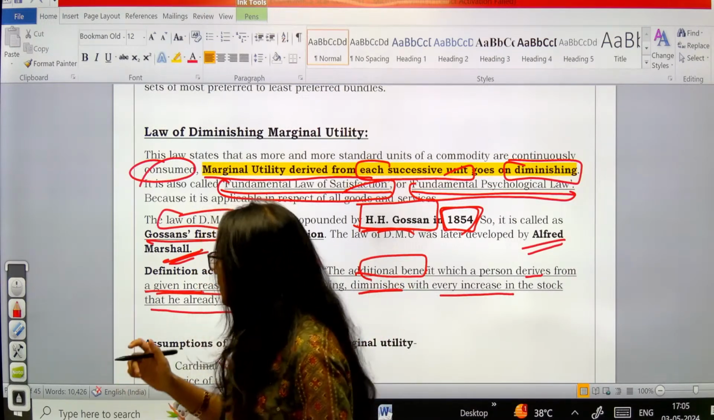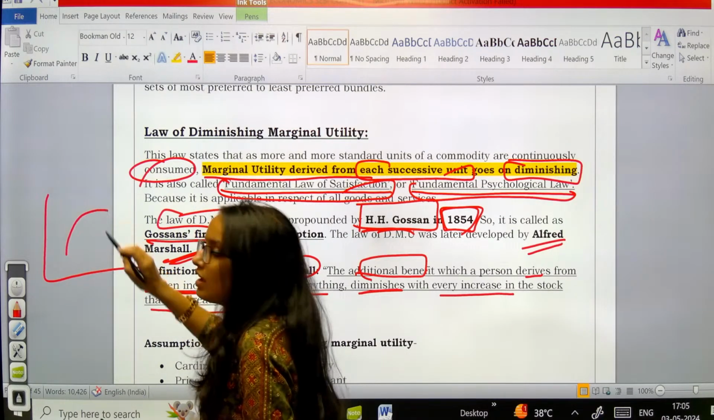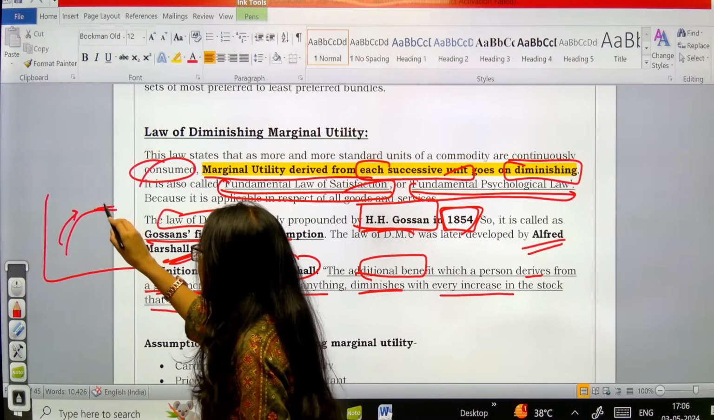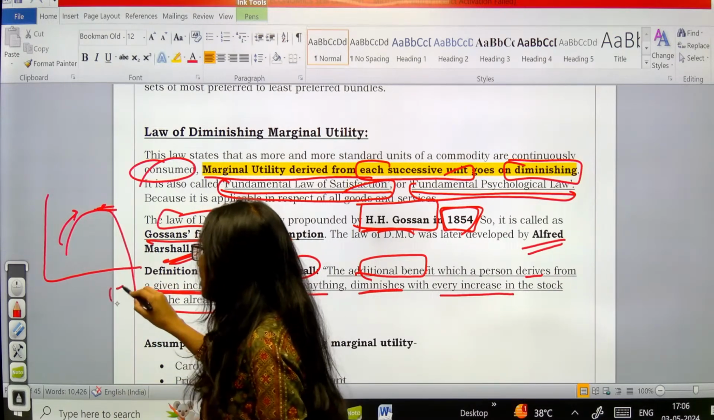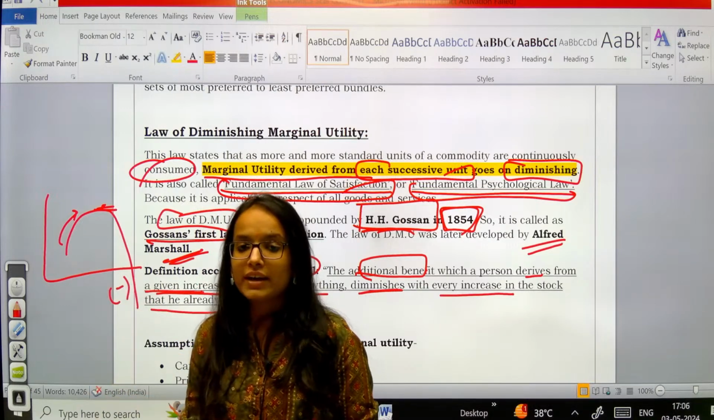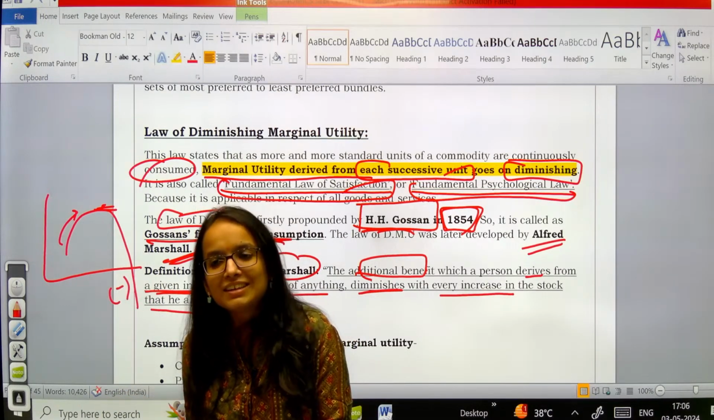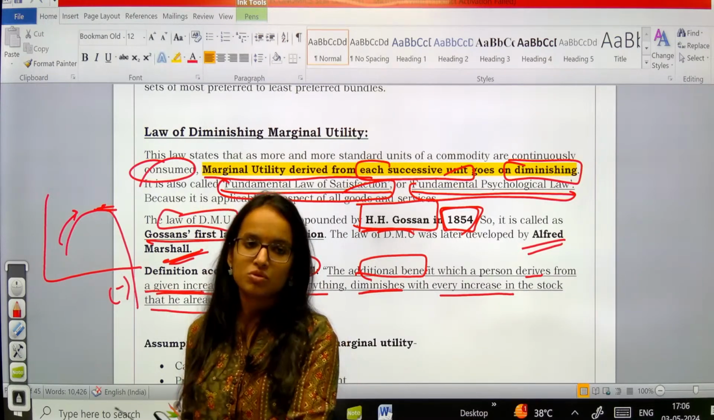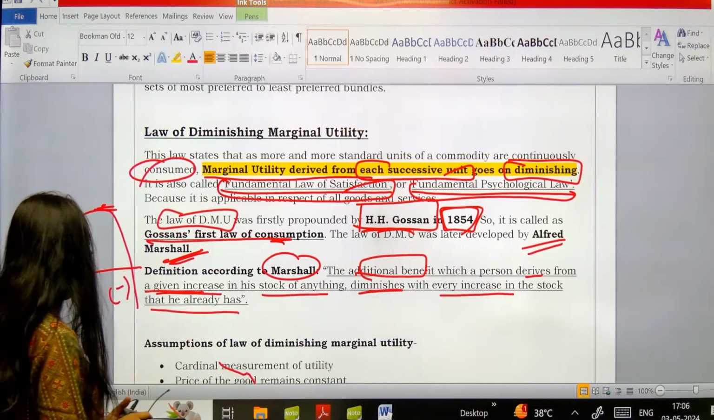Initially what happens is marginal utility will increase, then a peak will come and then it will start falling, and sometimes it becomes negative. When you do not get satisfaction from consumption of something, rather you get irritated, or the consumption of that particular good or service harms you. Okay.